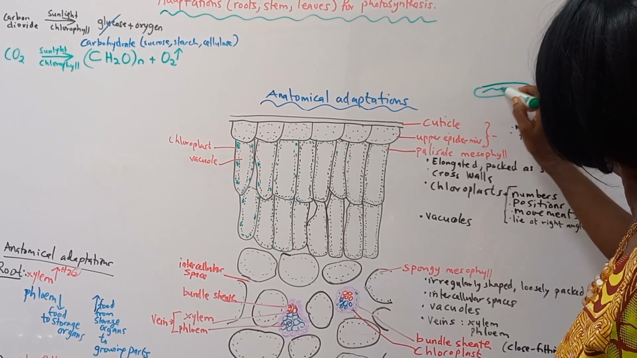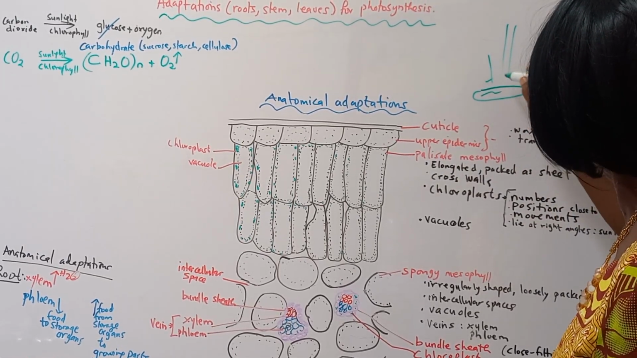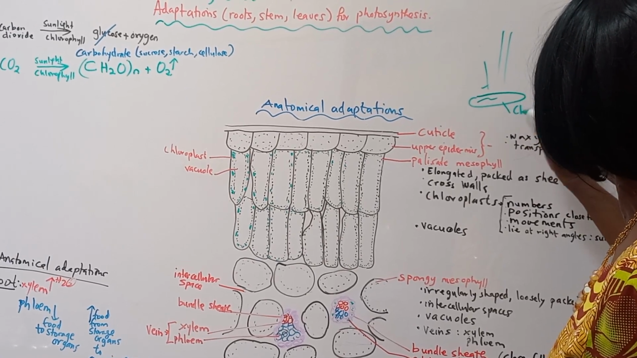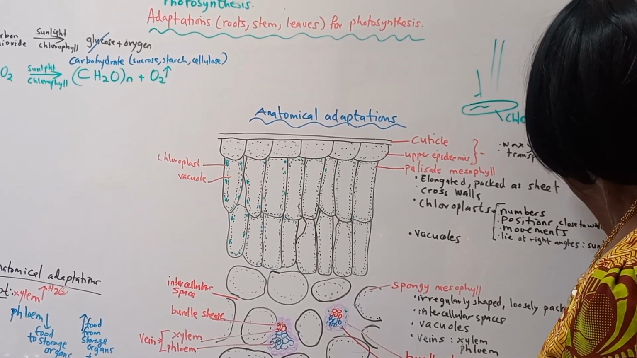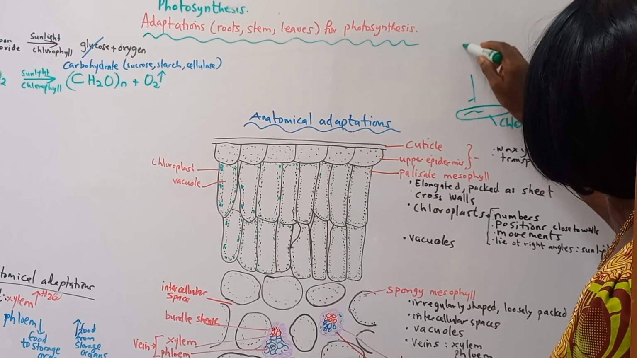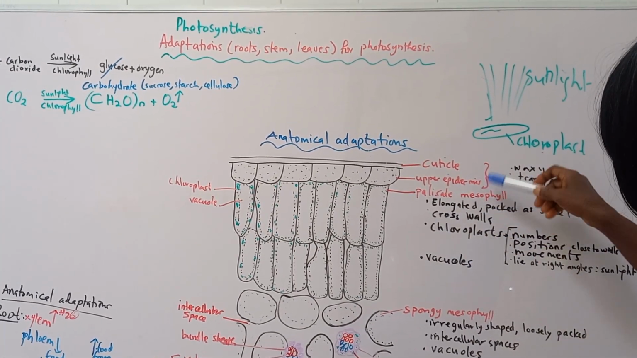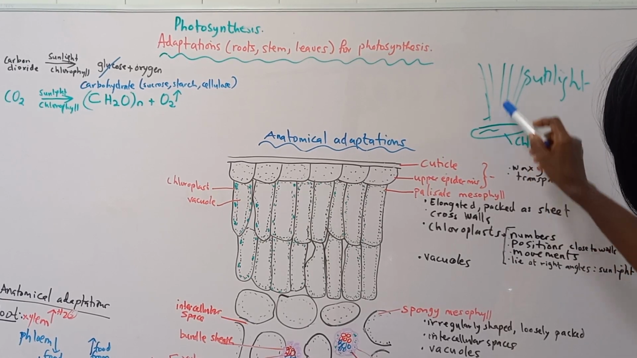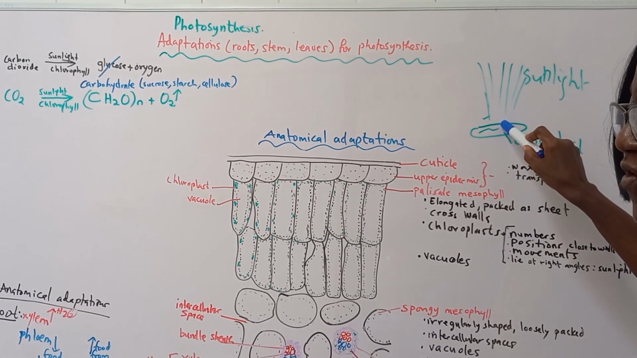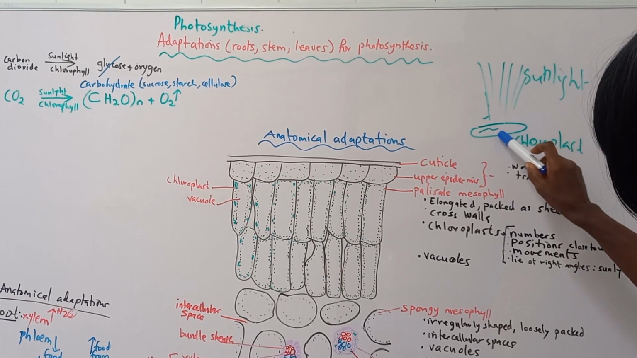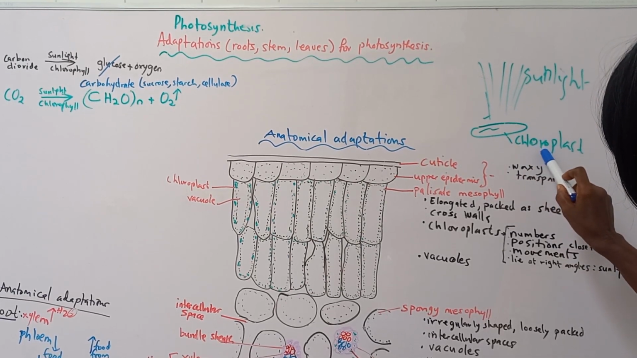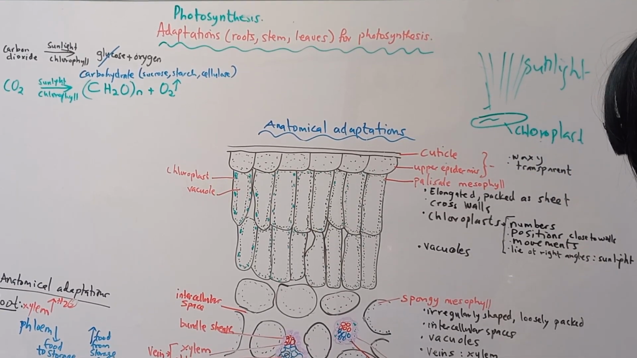So there's a chloroplast, light is coming this way. So this is the chloroplast, it's lying, and here is sunlight. The chloroplasts align themselves at right angles to the incident sunlight so that the maximum amount of sunlight can be absorbed by the chloroplast for photosynthesis.